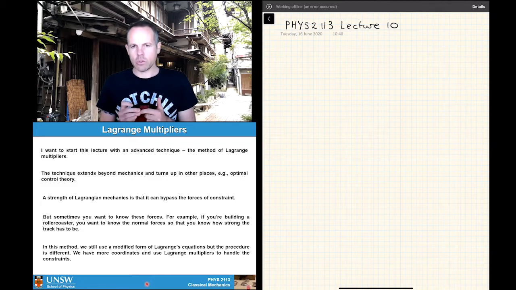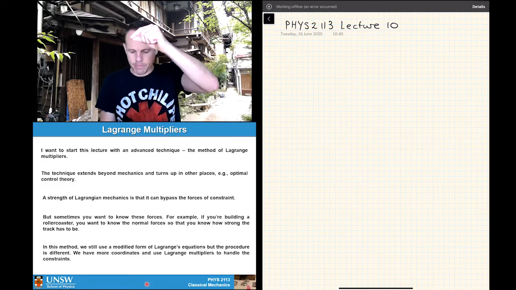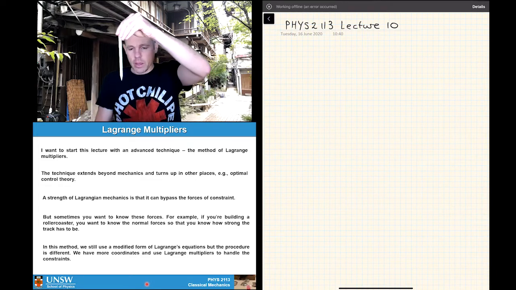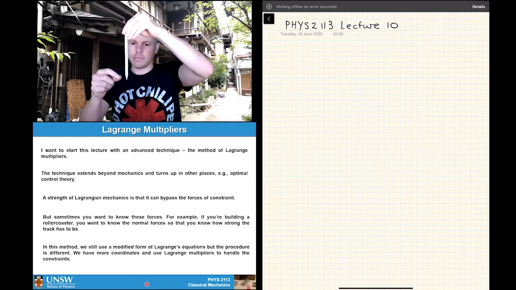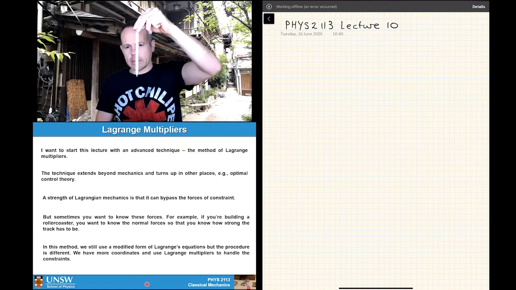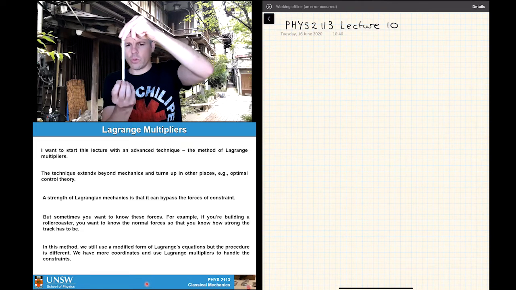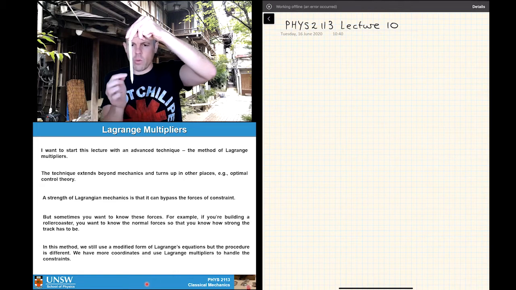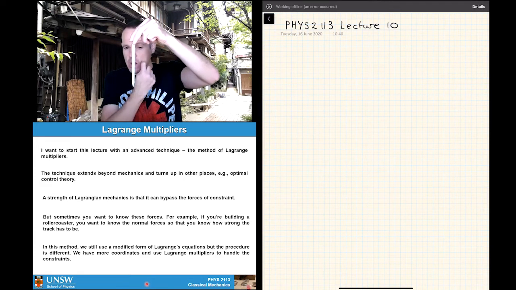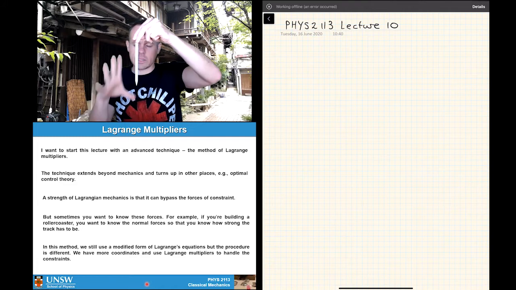But sometimes you do want to know what the constraint forces are, because they're important to the way you design things. To give one example, you might have a pendulum with a very big mass connected to a metal cable or a rod, and if you don't know what the tension force in this rod is, then you don't know what mechanical strength it has to have in order to not snap under load.